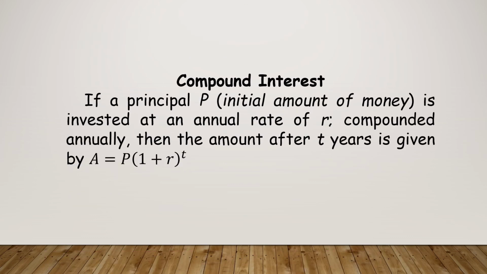When we're talking about compound interest, if a principal P, or the initial amount of money, is invested at an annual rate of R compounded annually, then the amount after T years is given by A is equal to P times 1 plus R raised to T.